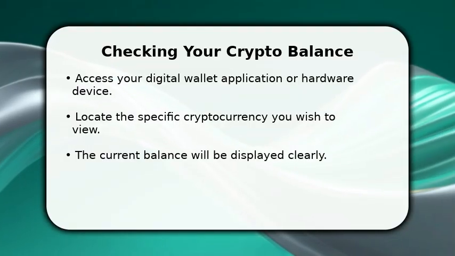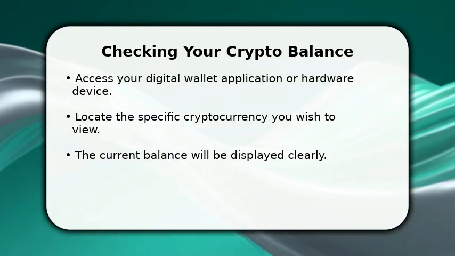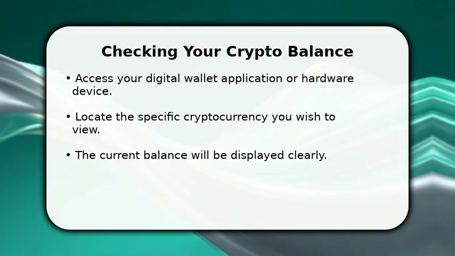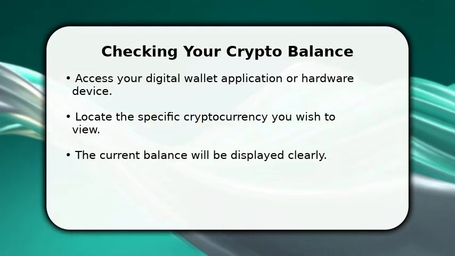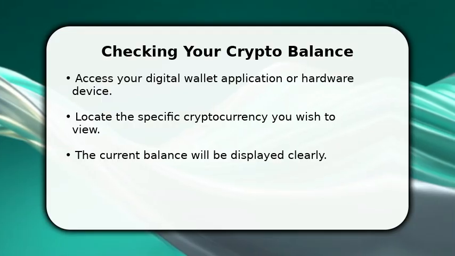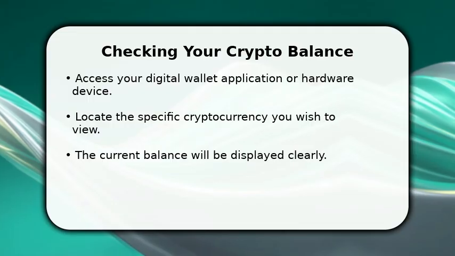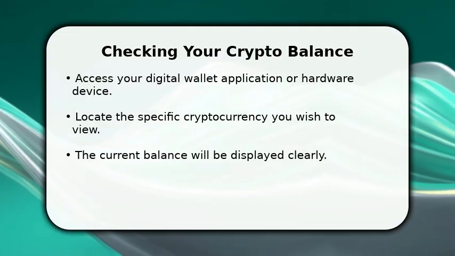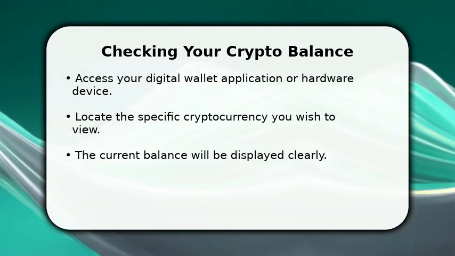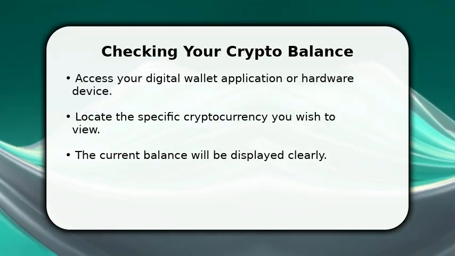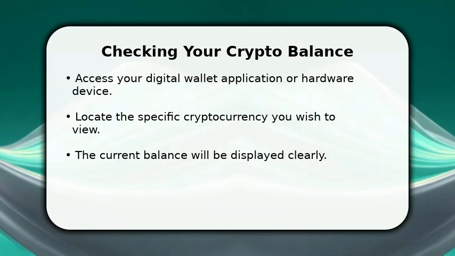In this video, I will explain how to check your crypto wallet balance. To begin, open your chosen digital wallet application or connect your hardware device. Once inside, navigate to the section displaying your various cryptocurrency holdings. You will then see the current balance for each asset, typically shown in both the cryptocurrency's native unit and its equivalent fiat value, providing a clear overview of your funds.